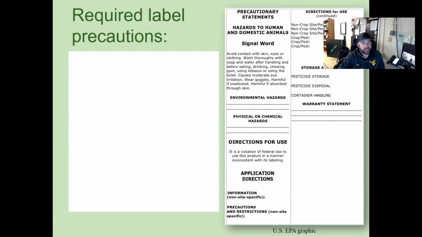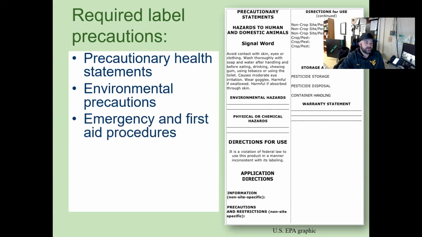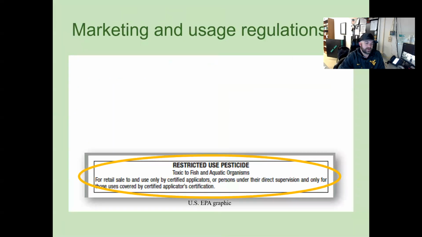So, some required label precautions: precautionary health statements, environmental precautions, emergency and first aid procedures, do's and don'ts for safe application. Let's take a look through here. Marketing and usage regulations.